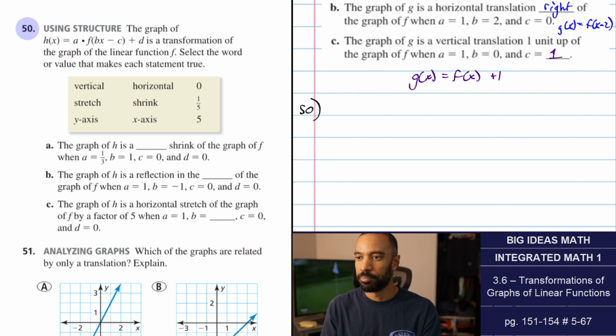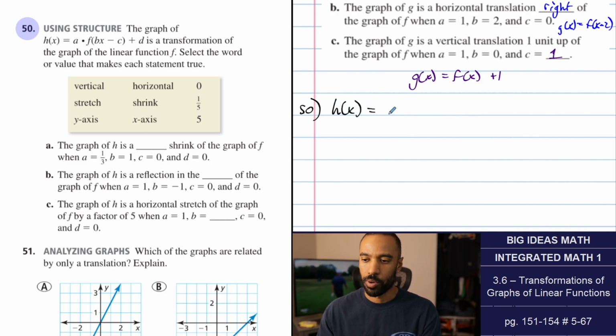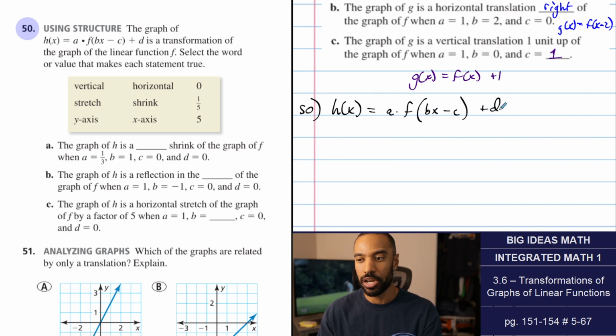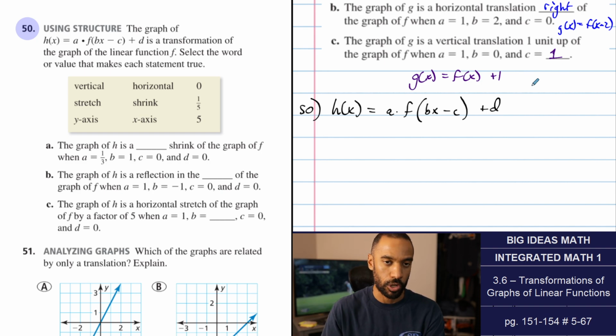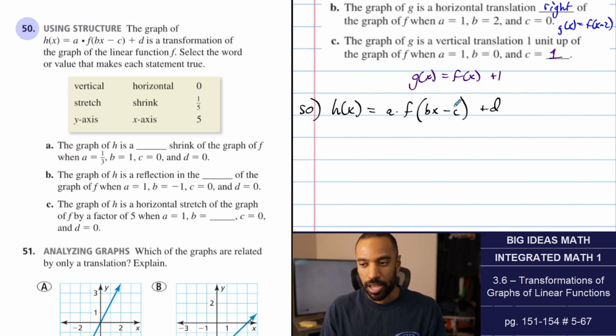Slightly different structure. Let's write it out. h of x equals a times f of bx minus c. Now this can get super confusing here. This honestly is not an IM1 question already, the way that this is written. Oh my gosh, they're doing this to you.